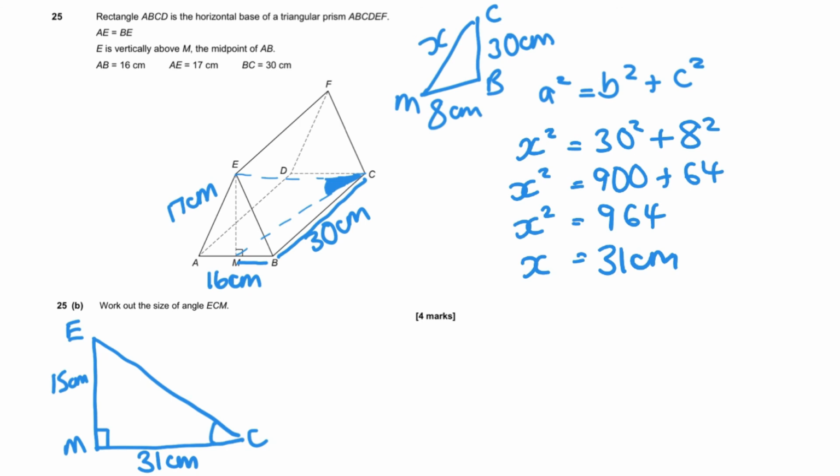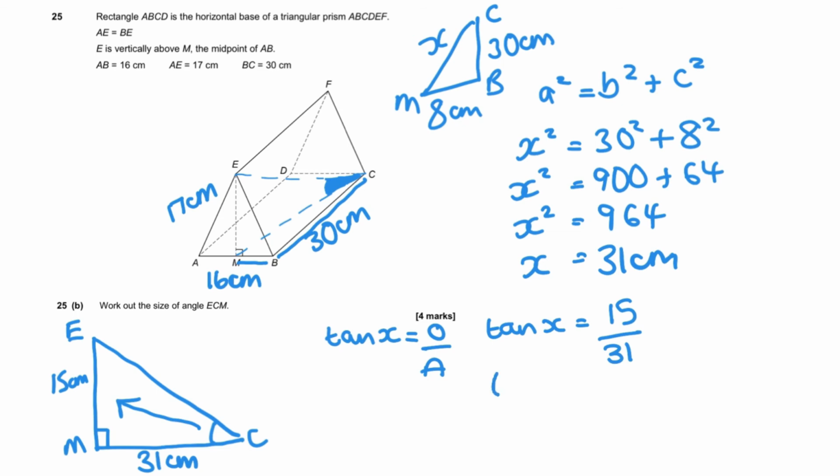So now we've got the line that is opposite the angle and the line that's adjacent to the angle. So the ratio that we're going to be using is tan. So we've got tan x is equal to opposite over adjacent. So tan x is equal to 15 over 31. So tan x on our calculator is equal to 0.4823. So x is equal to 25.7 degrees. So I'm going to round that up to 26 degrees, which is our angle ECM.